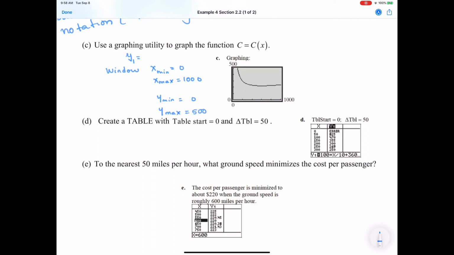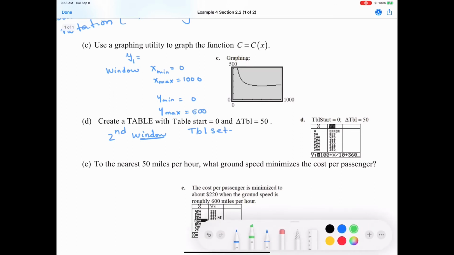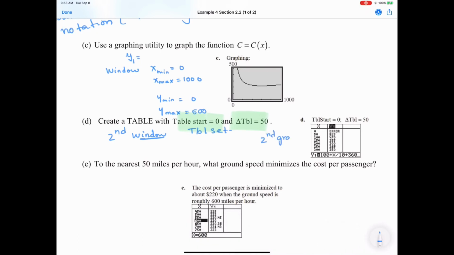Again, I put the picture that you will see on the calculator here, and you have to create a table. For that, just hit second window, which will take you to TBLSET, and that is where you would do the setting. Set the table start as 0 and the delta table as 50. And after you do that, if you hit second graph, you must see this table.